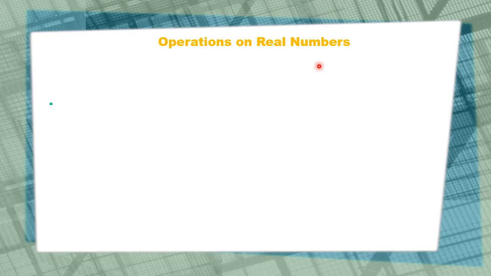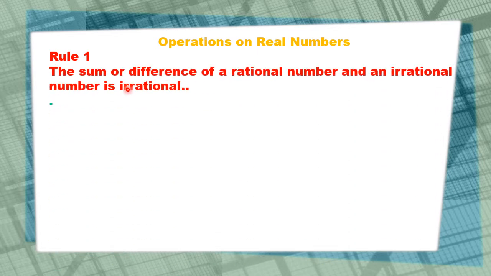Operations on real numbers. Rule 1. The sum or difference of a rational number and an irrational number is irrational.